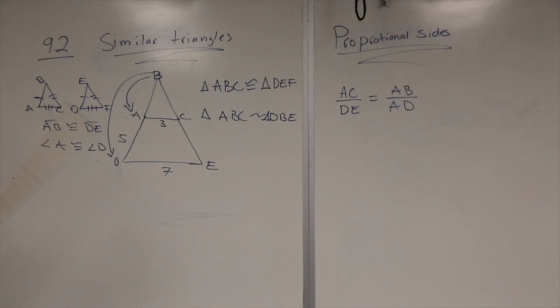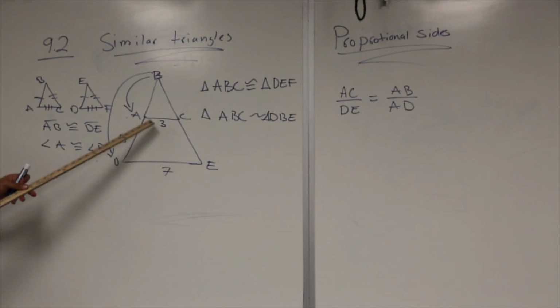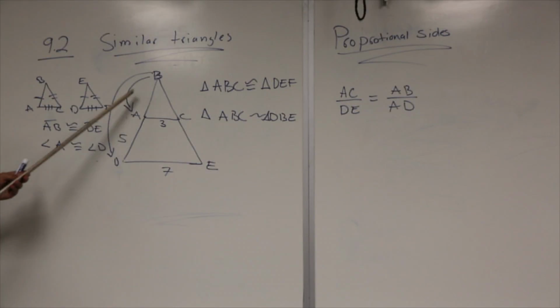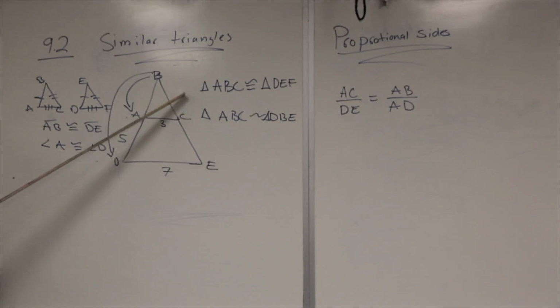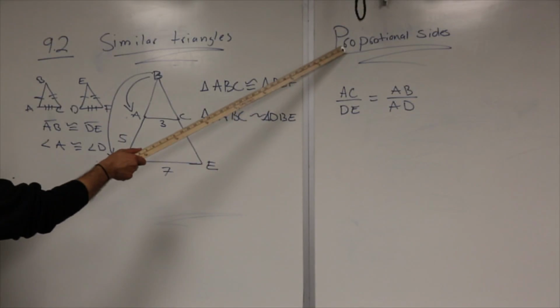Now, you have to use three of them that have a numeric value. Two of them have to be proportional sides that have a numeric value, and at least one other side needs to be a numeric value. We can't solve anything here because we don't know anything here. But because three of them have numeric values, we could figure out AB and BD. First, we have to write them as proportional sides.